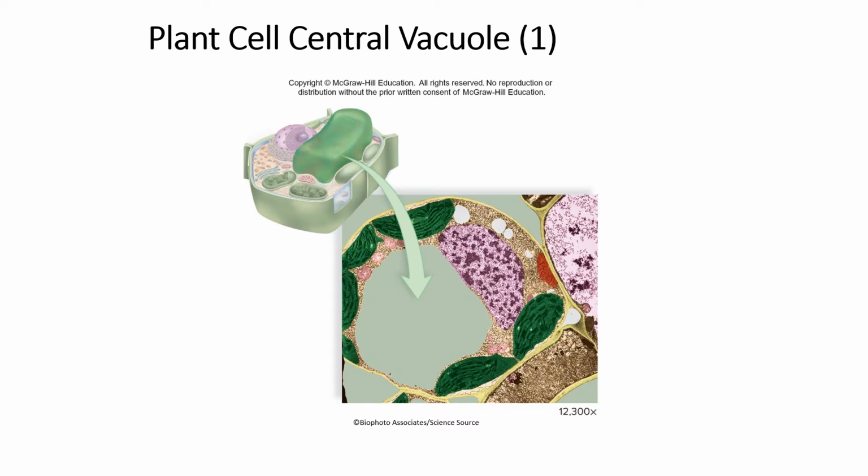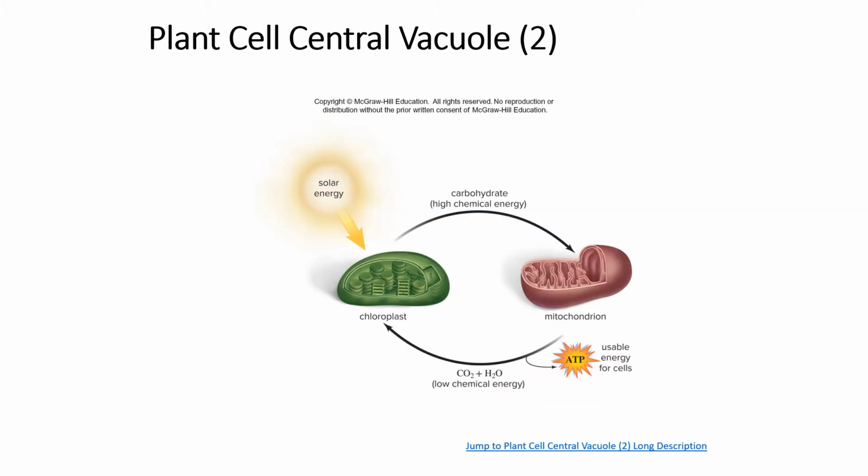So again, I want to remind you that plant cells have a central vacuole, animal cells don't, but animal cells do have regular vacuoles. Regular vacuoles are a little bit smaller and they can vary in their function. Okay, so I don't know why it says central vacuole.